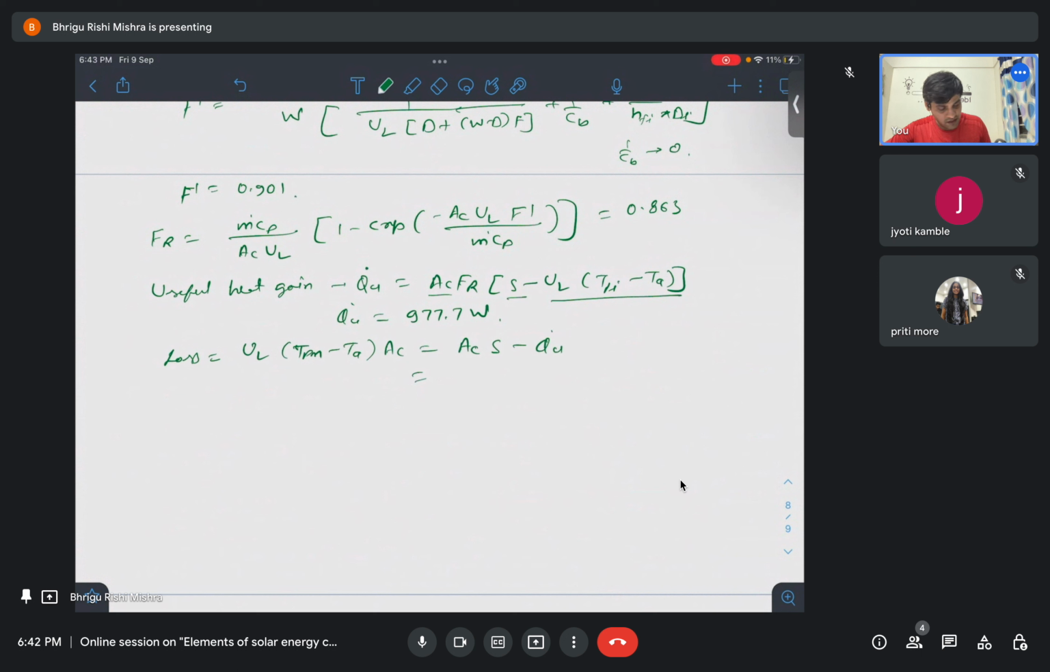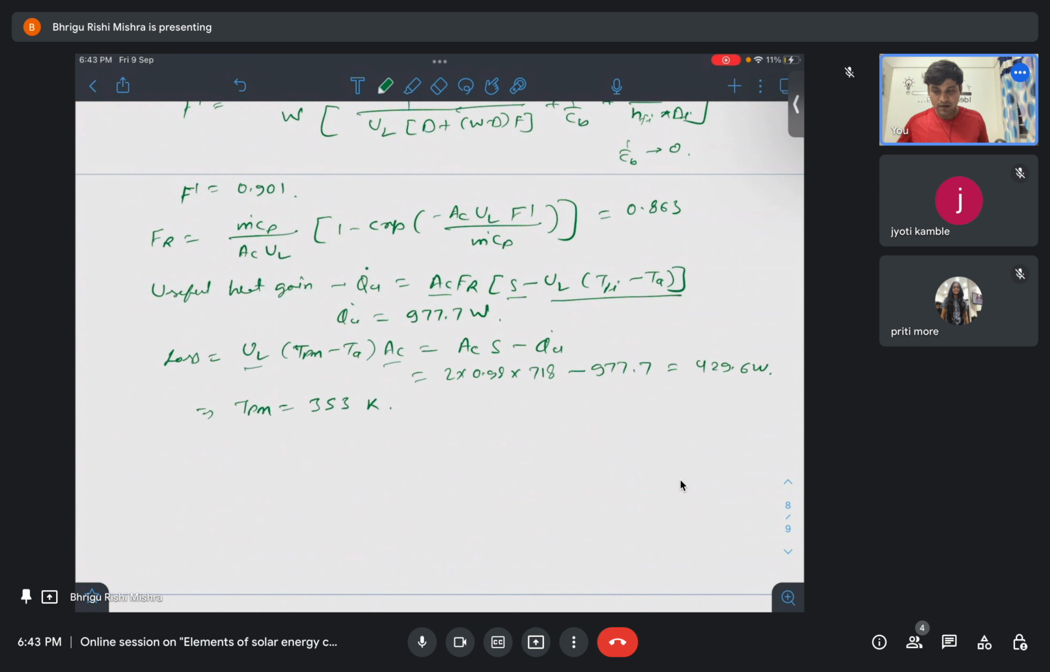We have all the values. Ac is 2 into 0.98, and S we have calculated as 718, and Qu dot we just calculated as 977.7. From this we can calculate the loss, which is 429.6 watt. And here we have UL, we have Ac, we have Ta, so we can calculate Tpm. I'm writing it in Kelvin, so Tpm is 353 Kelvin.